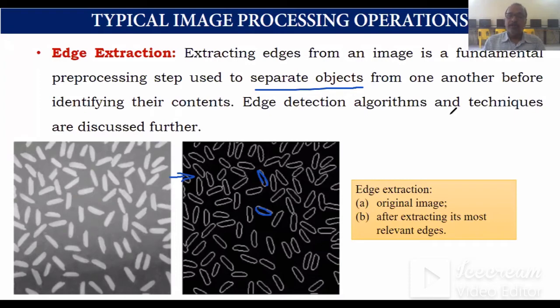For the processing, the first step is to separate the objects from one another by identifying their edges. Edge detection algorithms and different techniques are further discussed. There are different techniques, for example Canny edge detection and Sobel edge detection. Lots of different techniques are available, or we can create our own techniques also. We can write our own edge detection algorithms also. So these are edge detection.